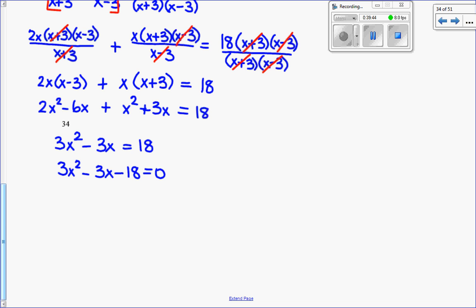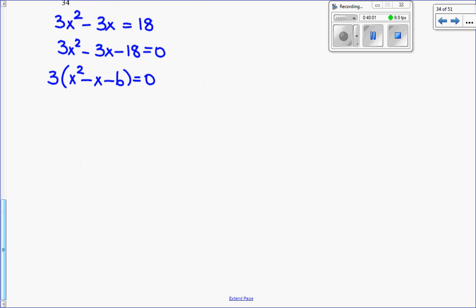Now I can also see that there's a common factor in all three of those terms. I could factor out a 3. So that's the same thing as saying 3 times x squared minus x minus 6 equals 0. Okay, now I have a much easier trinomial to factor. So this is the same thing as saying 3 times. I'm looking for two numbers that will multiply to give me negative 6 and add together to give me negative 1. It's going to be x minus 3 and x plus 2.